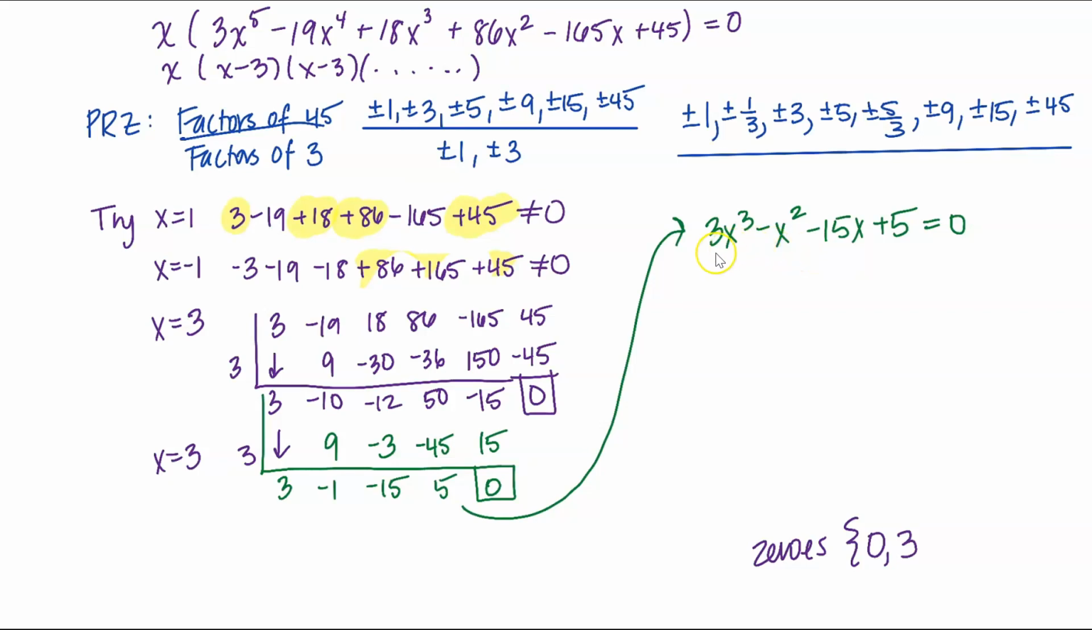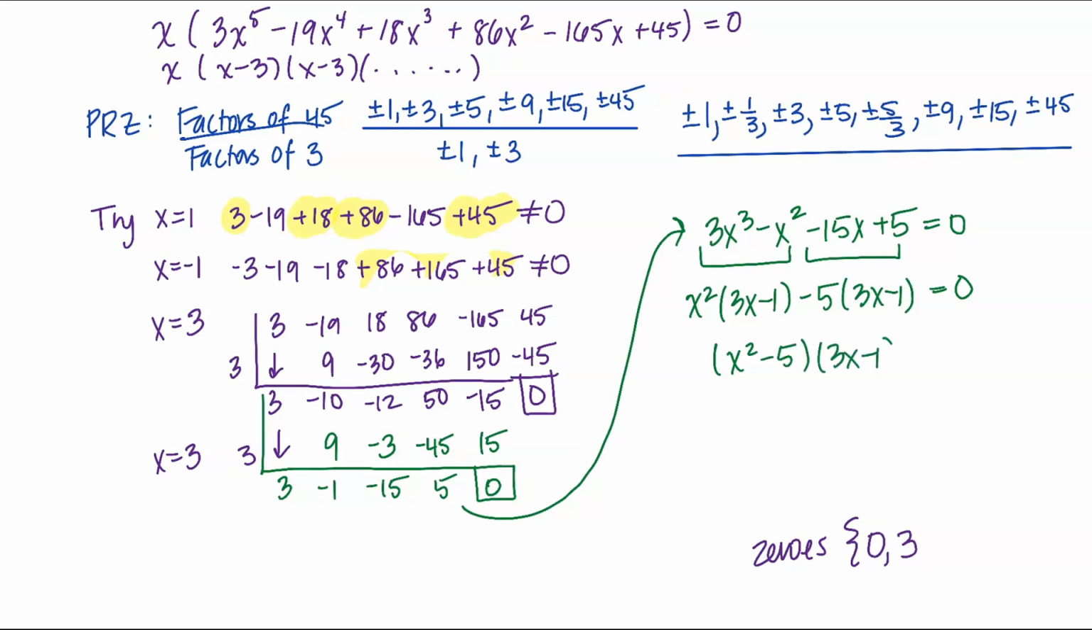Well, this is 4 terms on a degree 3 polynomial, so I can try factor by grouping. Now, it won't always work, but on this one it does, which is really nice. So I can factor out an x squared. I have left 3x minus 1. I can factor out negative 5, and I have 3x minus 1. So I get x squared minus 5 times 3x minus 1 is equal to 0.